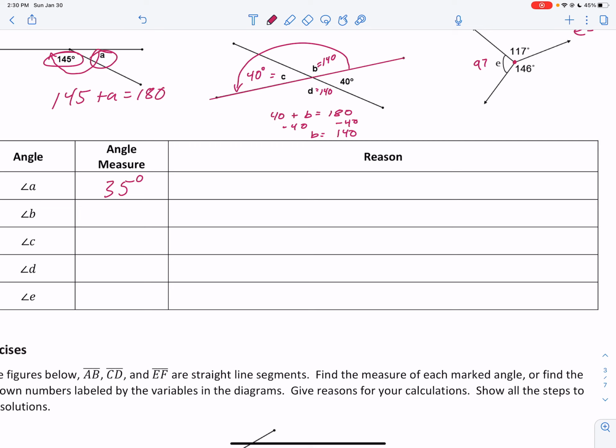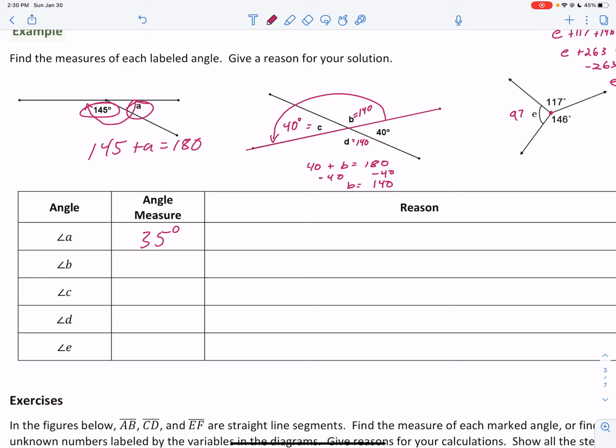So the sum of angles on a straight line is 180 degrees. And I'm not going to go through each one of these because I explained them in context, but right here, if I want to find B, I could do it a lot of different ways. I could have said that the sum of these angles about a straight line is 180 degrees, or that they are supplementary, and I can say that it's got to be 140. And then I can go down to D, and I can say that it's also 140 because B and D are vertical angles.